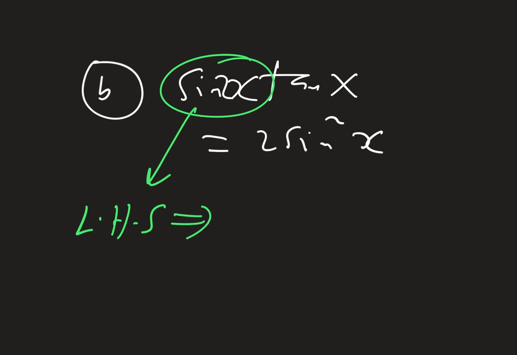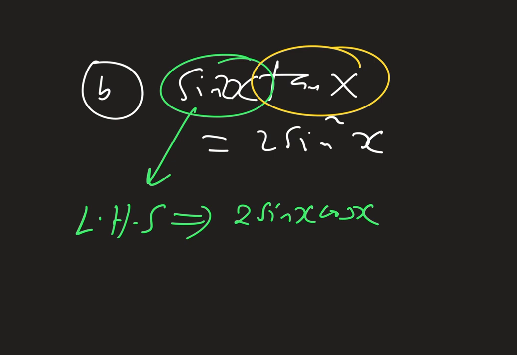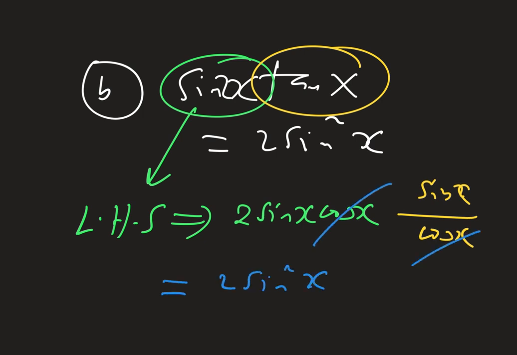Left hand side is sine 2x. So this is 2 sine x cosine x. Okay? So on the left hand side here, tangent becomes sine x over cosine x. So what you need to do, cancel it off. So this becomes 2 sine squared x, which is equal to the RHS. It's QED also.